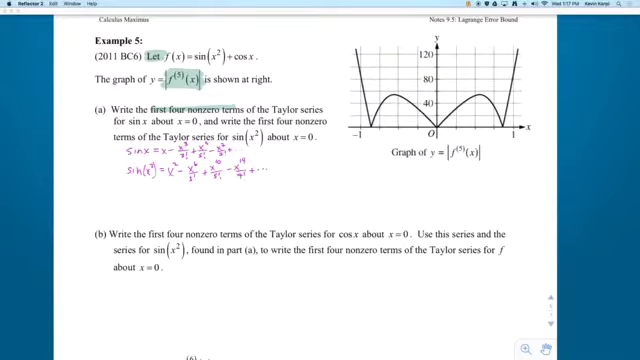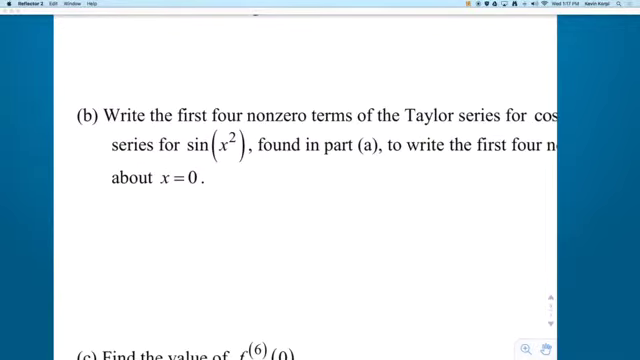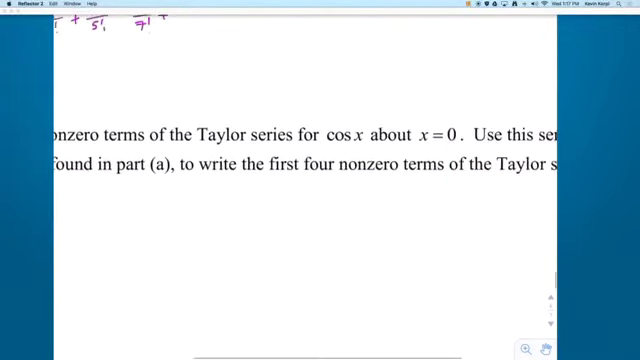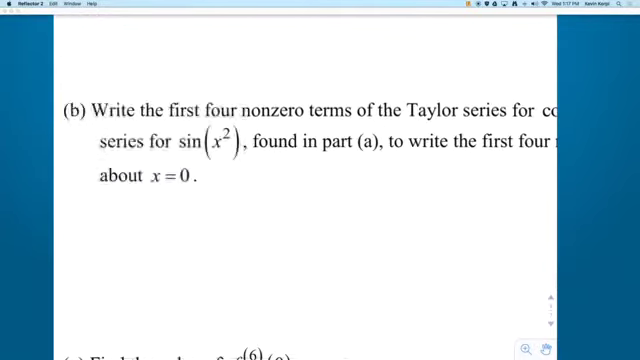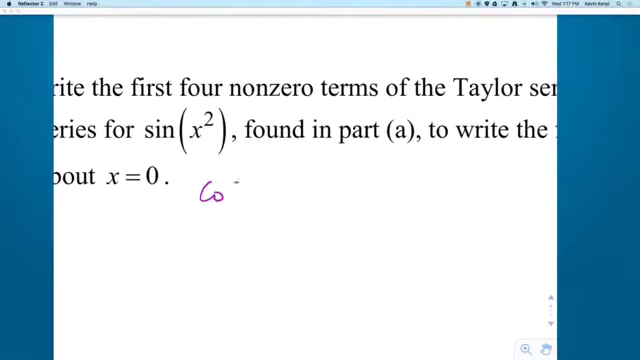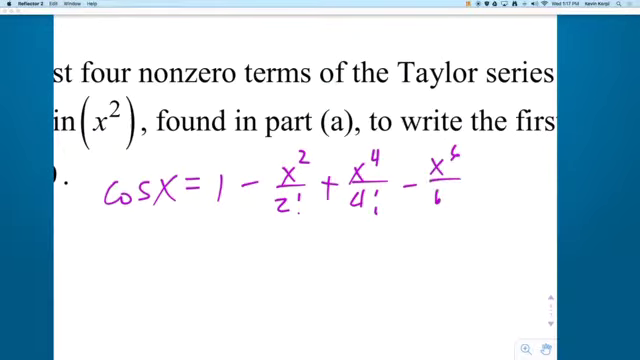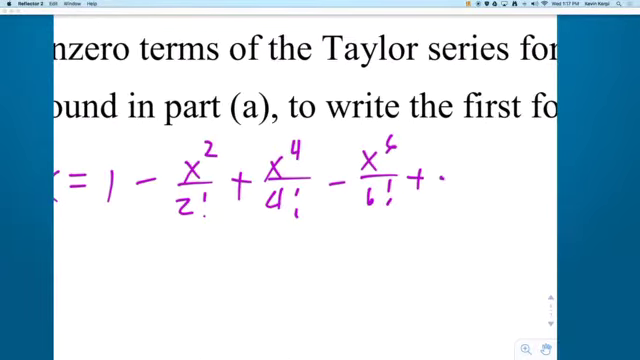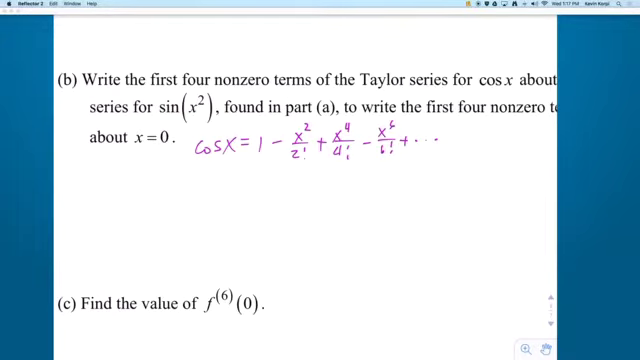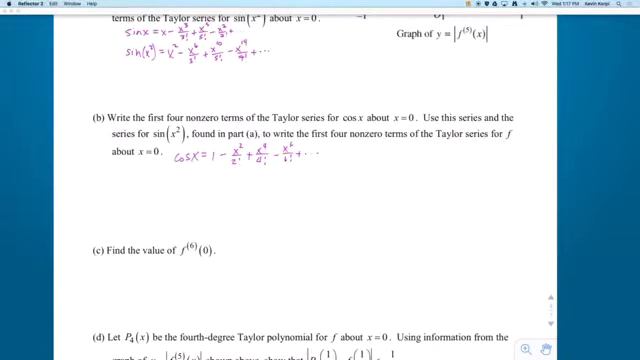All right. Letter B. Write the first 4 non-zero terms of the Taylor series for cosine at 0. Okay. First 4 non-zero terms. So cosine of x equals 1 minus x squared over 2 factorial plus x to the 4th over 4 factorial minus x to the 6th over 6 factorial plus yada, yada, yada. There you go.